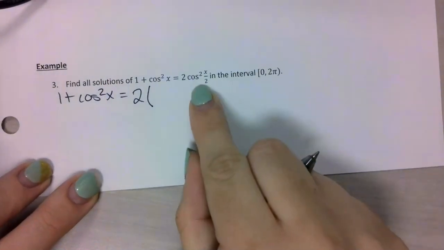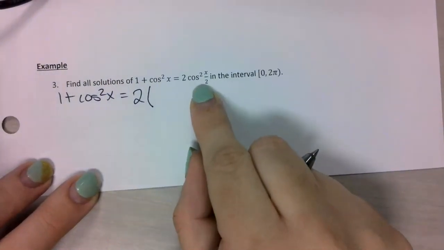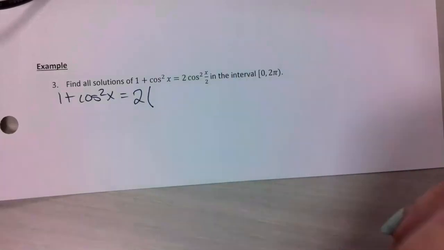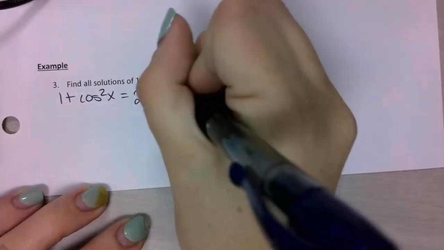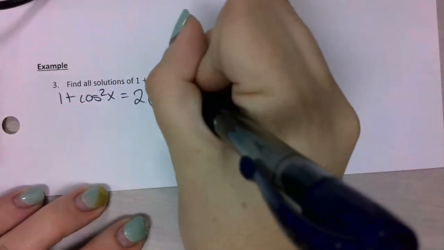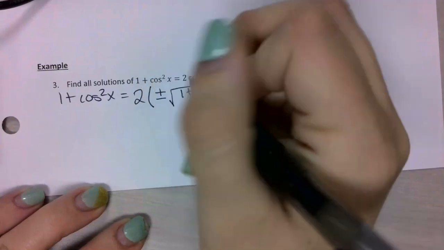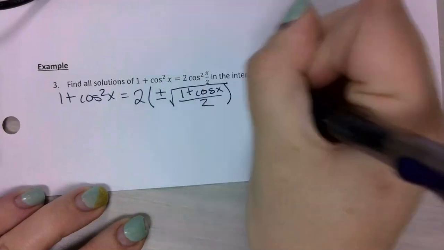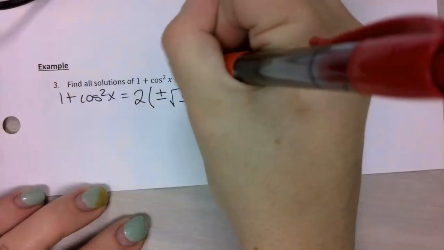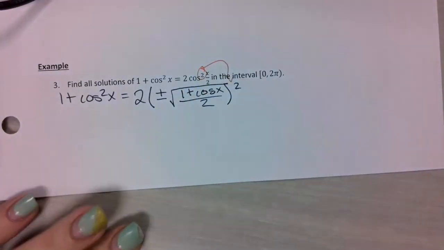On the right side I have a half angle for cosine, so I'm plugging in the half angle formula for cosine. Because it's a variable and not a specific angle, I'm going to leave the plus and minus. And then it's going to be squared because of this squared with the cosine.